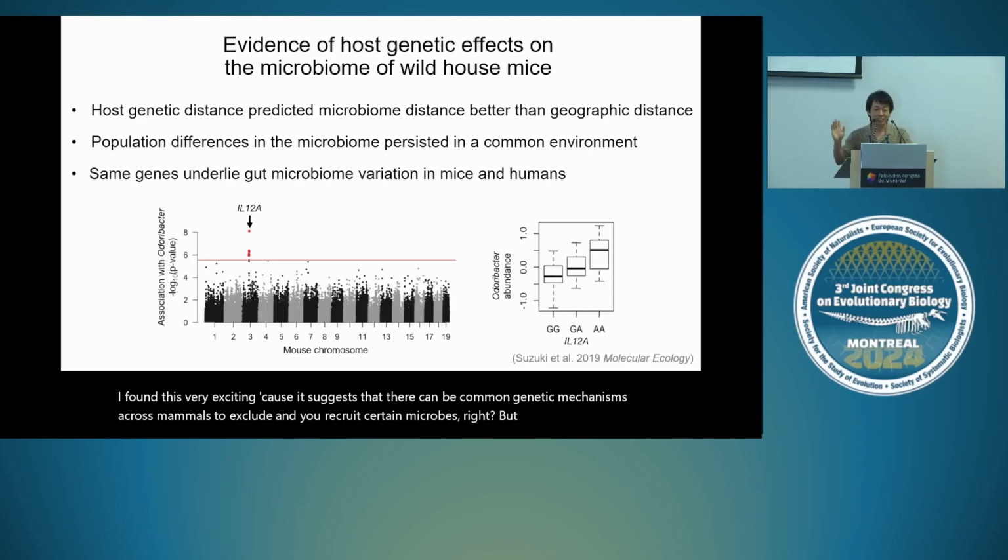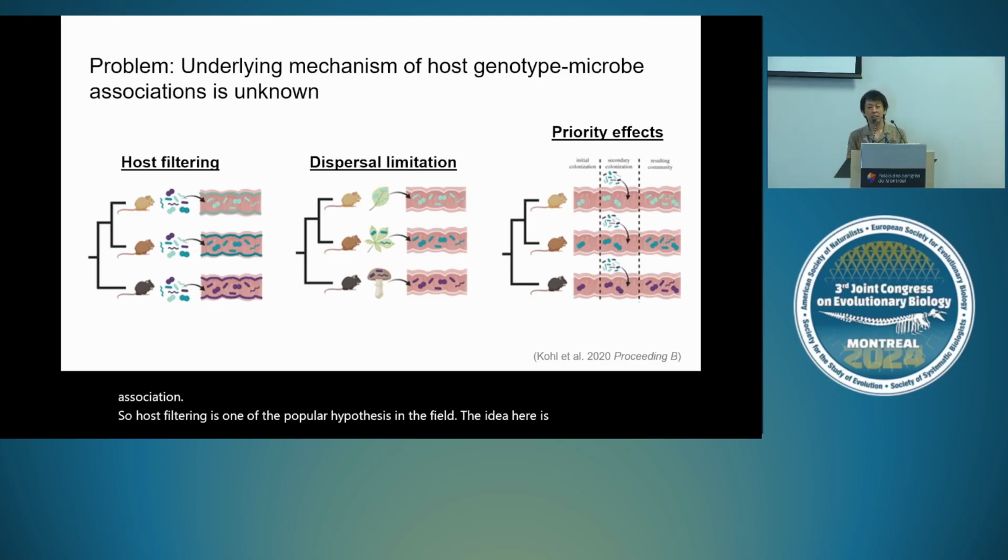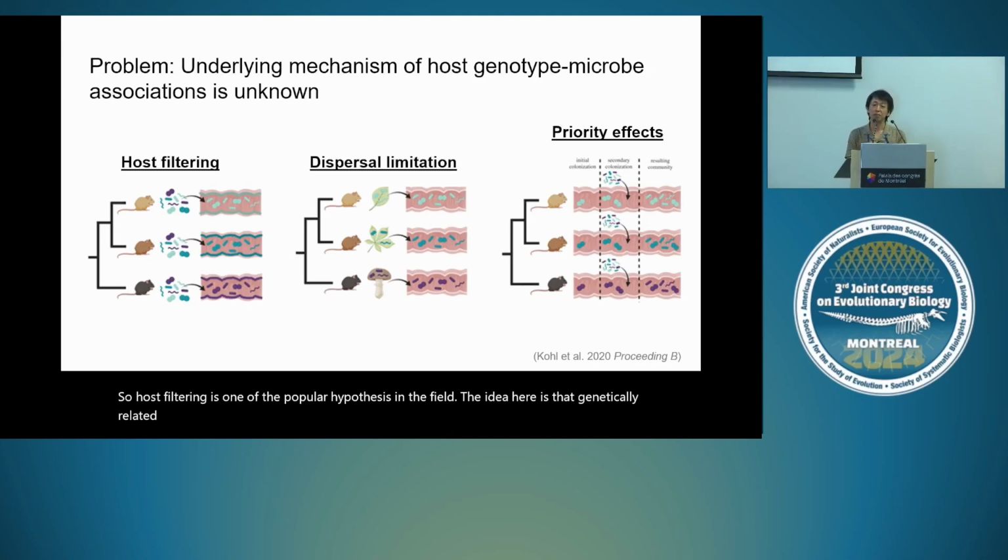But the problem here is that this is all statistical association, and the underlying mechanisms or processes causing this genotype-microbe association are unknown. So these are common hypotheses summarized by Kevin Cole that can be underlying these genotype-microbe associations. Host filtering is one of the popular hypotheses in the field. The idea here is that genetically related animals tend to have more similar immune genes, similar metabolic genes, gut morphology, and so on. So they might be able to recruit a more similar microbiome, right?